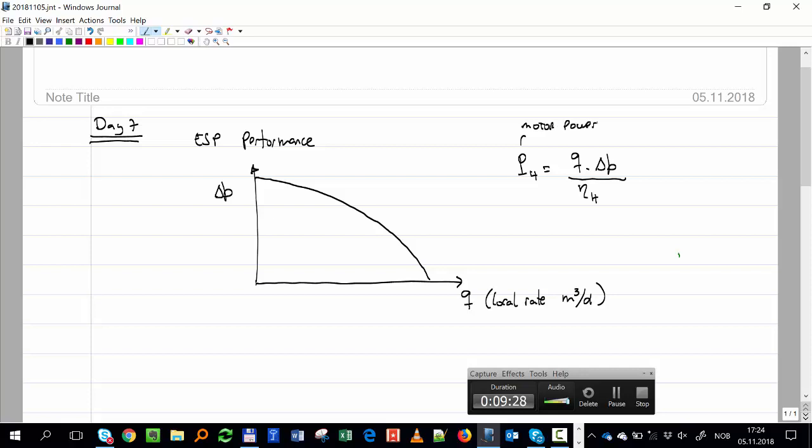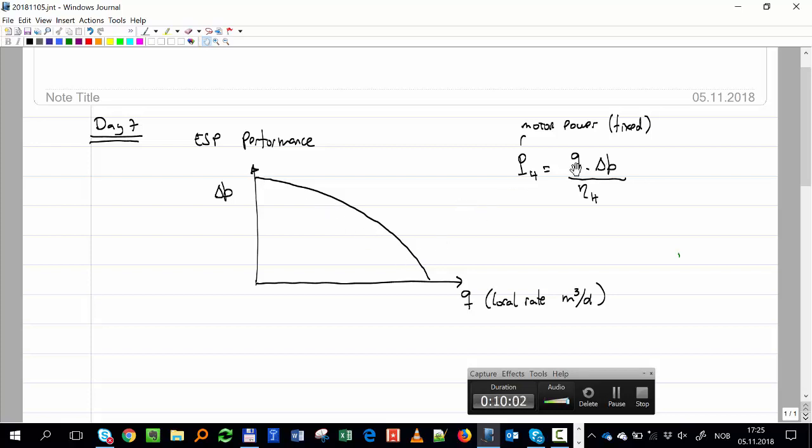And so it tells you that basically you can use your energy in two ways. You have a motor of a certain size, and this is usually fixed. Either you can use a very high rate and a very low delta P, or you can use a very low rate and a very high delta P, or anything in between. So that's exactly what that curve is telling you.